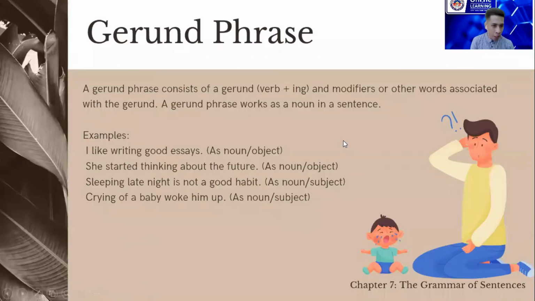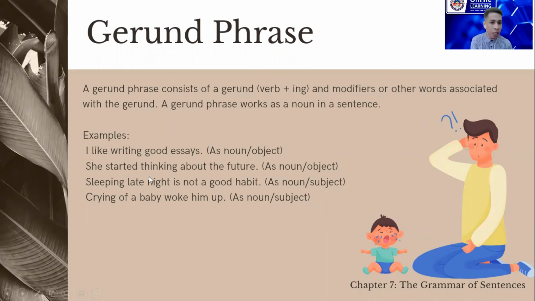Next, gerund phrase. Some of us might be confused: if this one has an ing, it will act as a verb because it has an ing, it is an ongoing action. But in gerund, this one acts as a noun. So a gerund phrase works as a noun in a sentence. For example, I like writing good essays. Writing here is not a verb. However, this one acts as a noun.